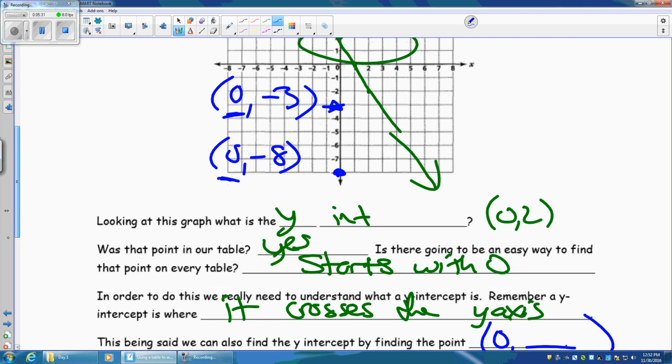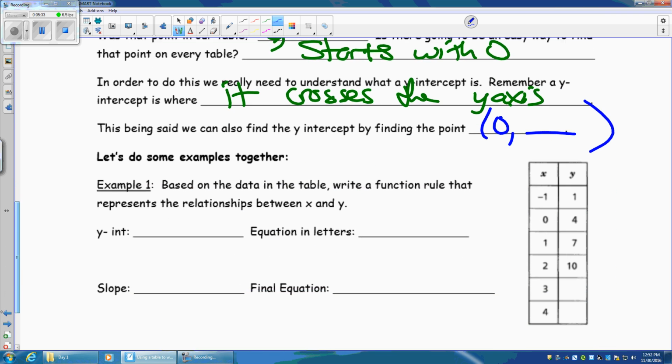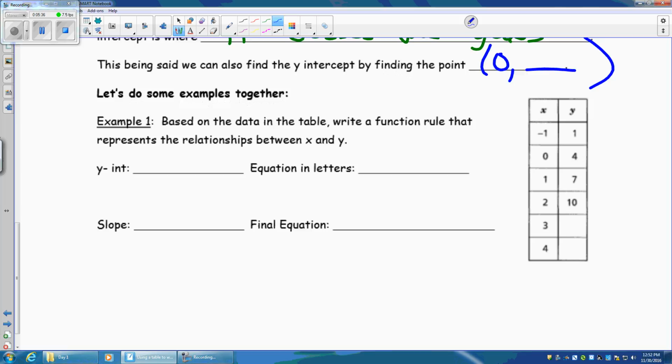So that being said, let's take a look at this one right here. What's the 0, comma for this one? Because that's the y-intercept. It's 0, comma 4. And honestly, let's do the equation in letters too, just to remind us. It's y is mx plus b.